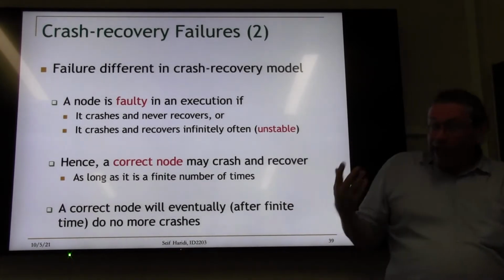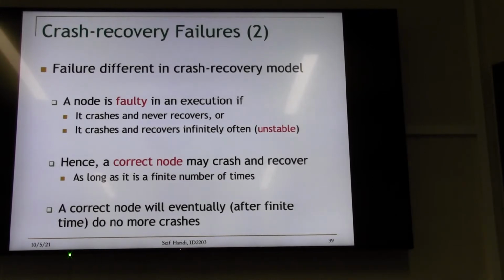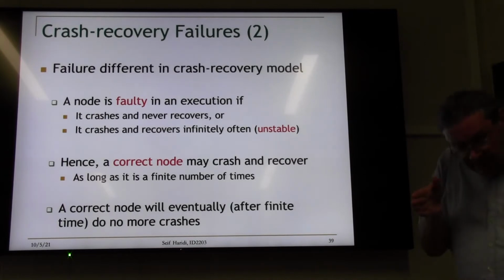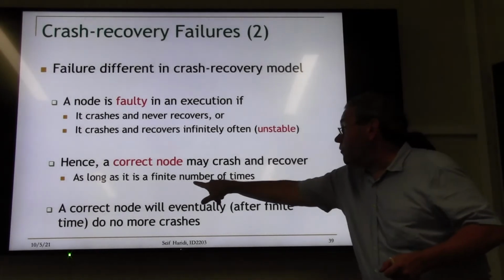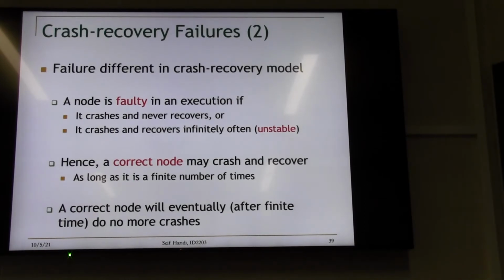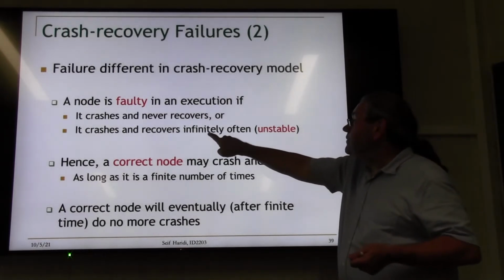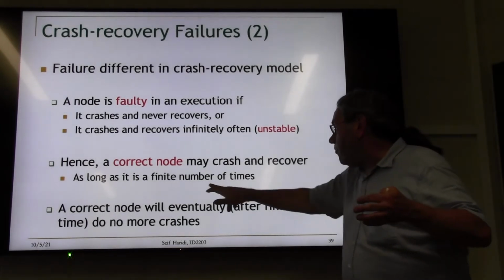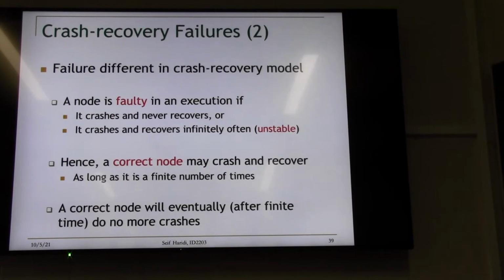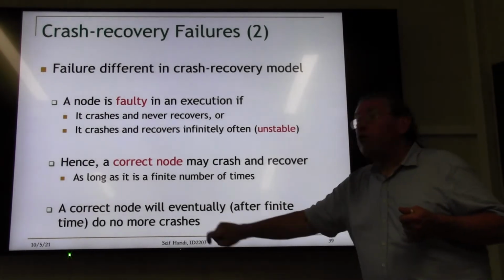If you write an algorithm, and the algorithm is based on crash recovery, that means while the algorithm is executing, at some point it should not crash anymore. It can only crash and recover a finite number of times. And so from the point of view of an algorithm that's running on top of this, at some point the node will not crash anymore. Of course, we cannot wait an infinite time. But from the algorithm's point of view, it has to be that the crash recovery stops eventually. It has to crash and recover and then stop a finite number of times so that eventually it doesn't crash anymore. A correct node will eventually do no more crashes.